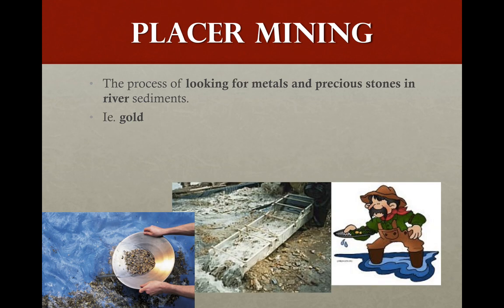Next, we have placer mining. Placer mining is probably what you think of when you think of panning for gold. This is looking for metals and precious stones in the rivers. So you can see the picture on the bottom left. That's just someone trying to separate out rocks from nuggets of gold. Same thing with the picture on the far right.